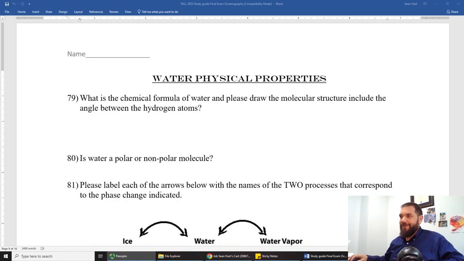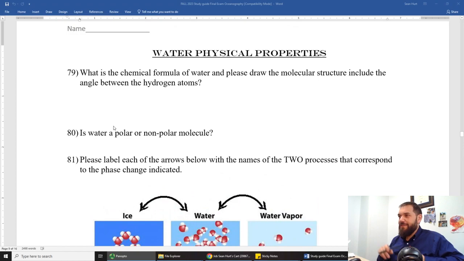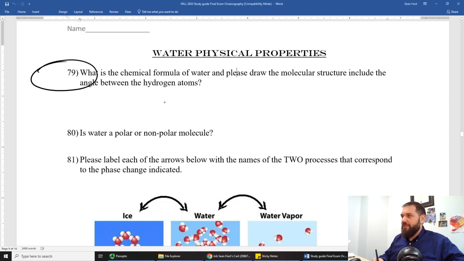And you have a hot little copy in your hand. Let's go through this. So we're on physical properties of water. And we're starting off. I did explain this in class, but that's okay. We'll go over it one more time. What is the chemical formula of water? Please draw out the molecular structure. Include the angle between the hydrogen atoms.